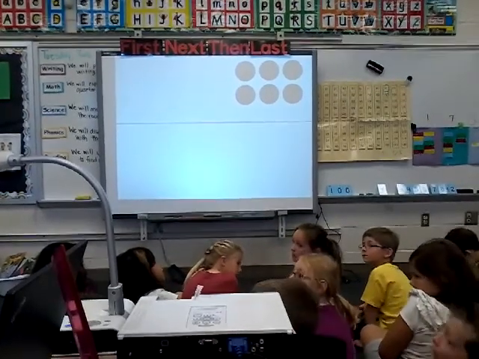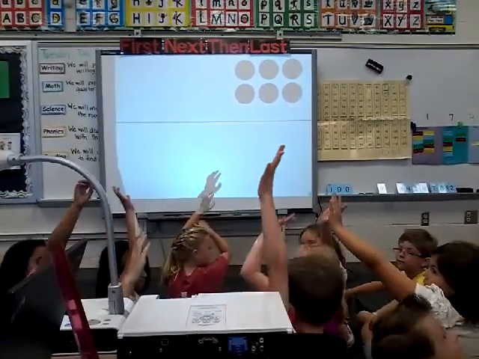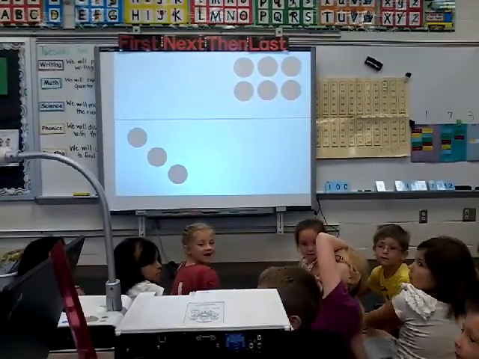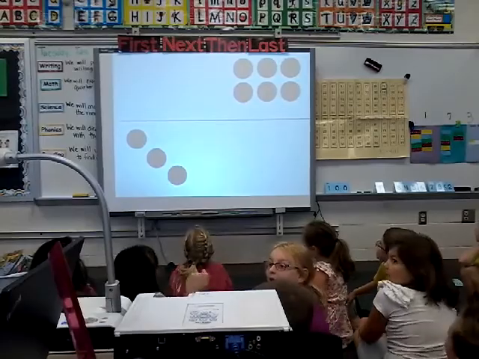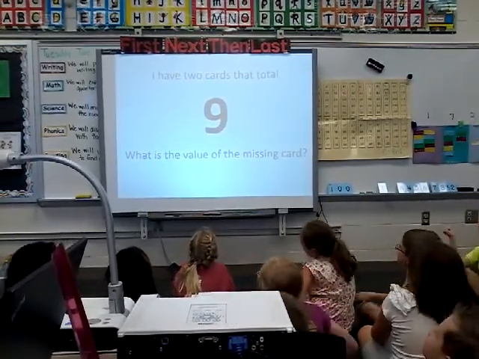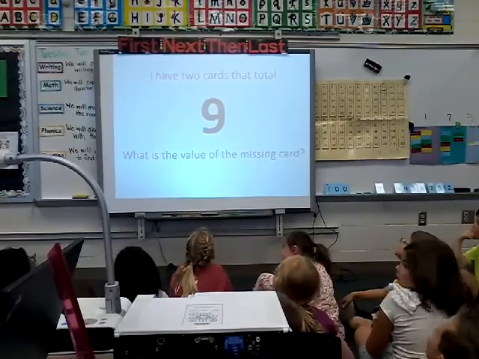Raise your hand if you think it's 3. Raise your hand if you think it's 9. Let's see what it is. 3. Okay. Here's your next one. I have 2 cards that total 9. What is the value of the missing card?